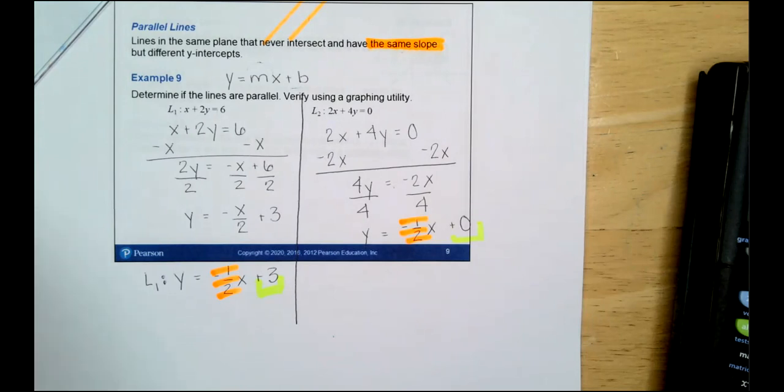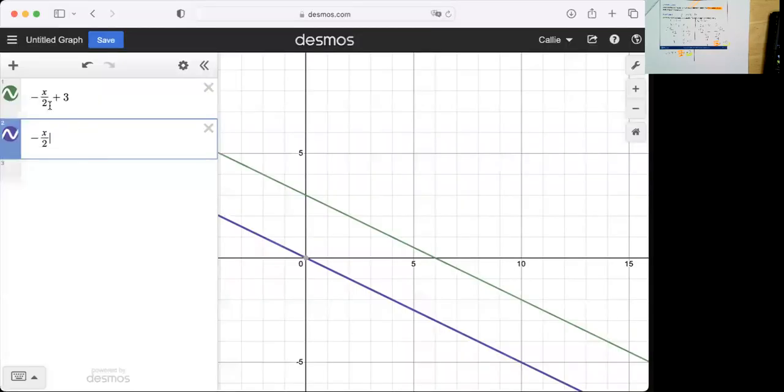Okay, so let's graph it in Desmos and see what we get. So my green one is my negative x over 2 plus 3, and then my purple one is negative x over 2, and it certainly looks like train tracks to me. On paper, they have the same slope and different y-intercepts, so I'm going to say they are parallel.